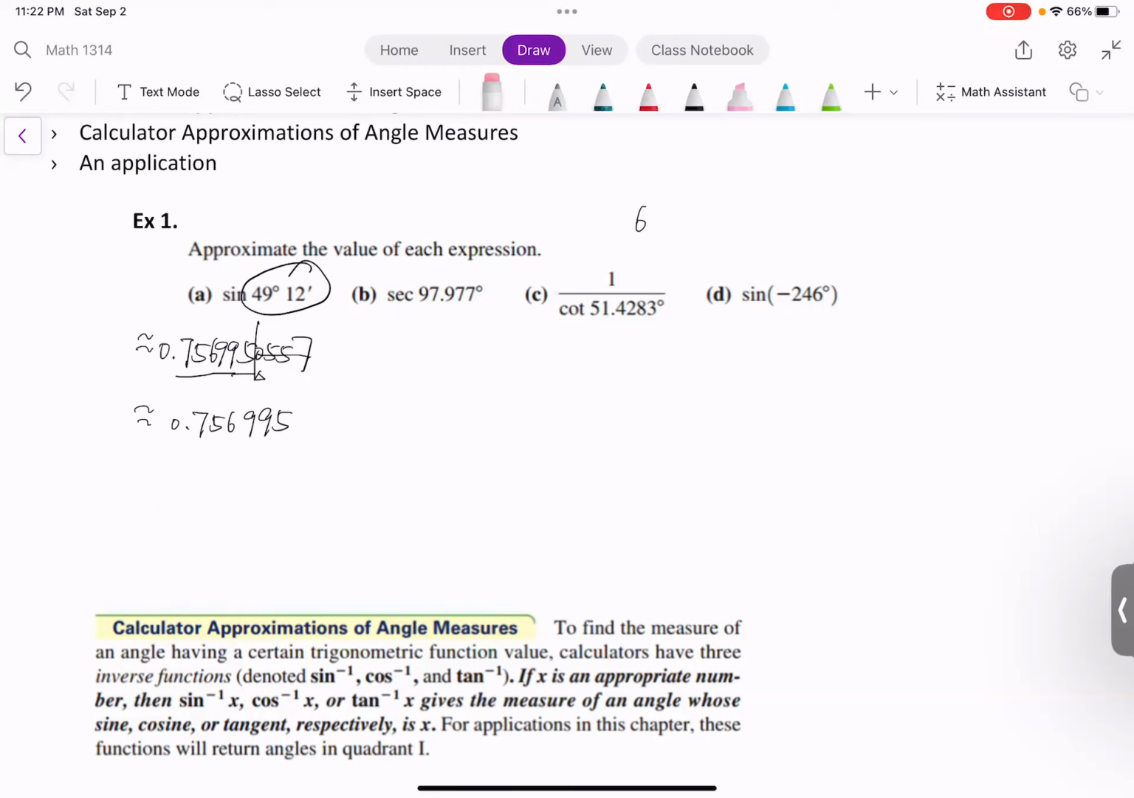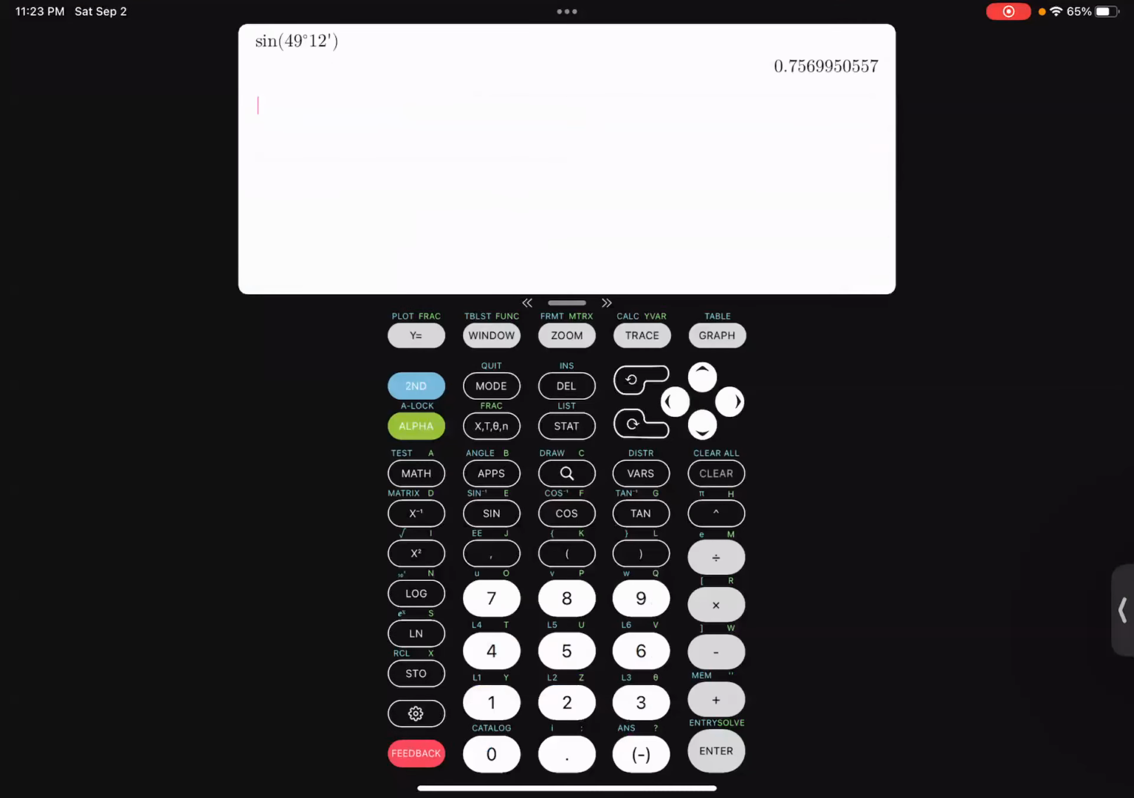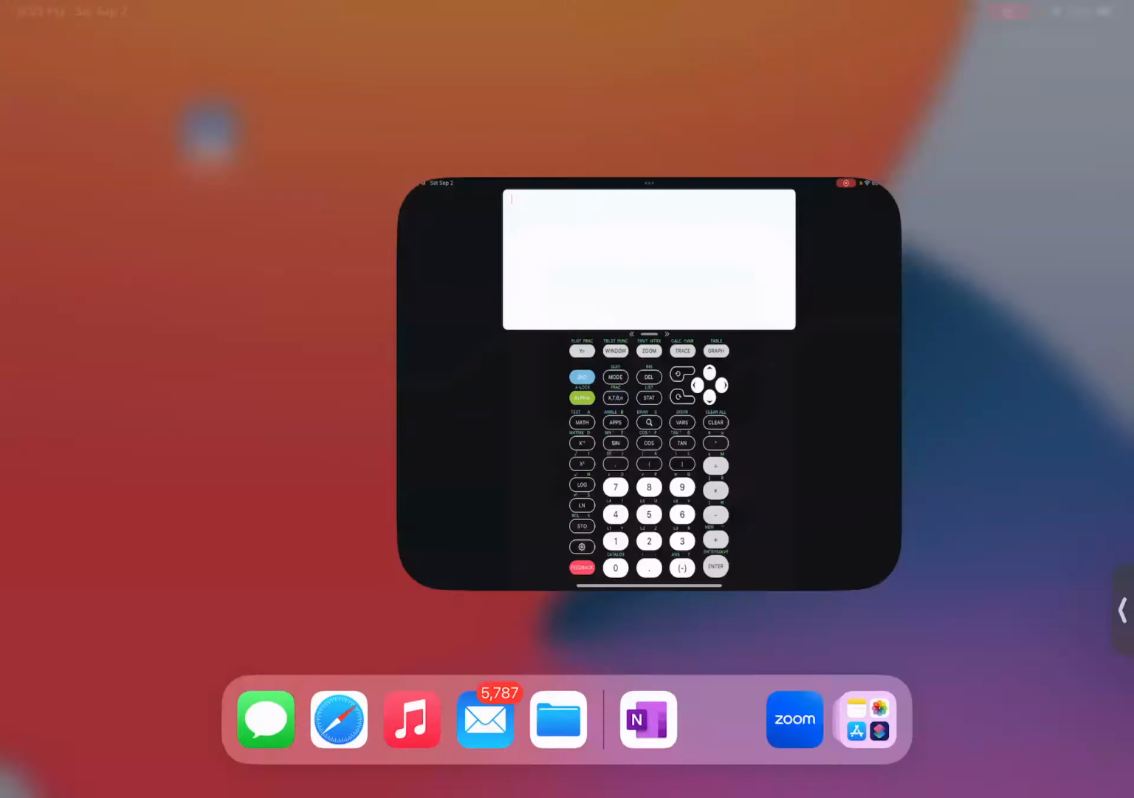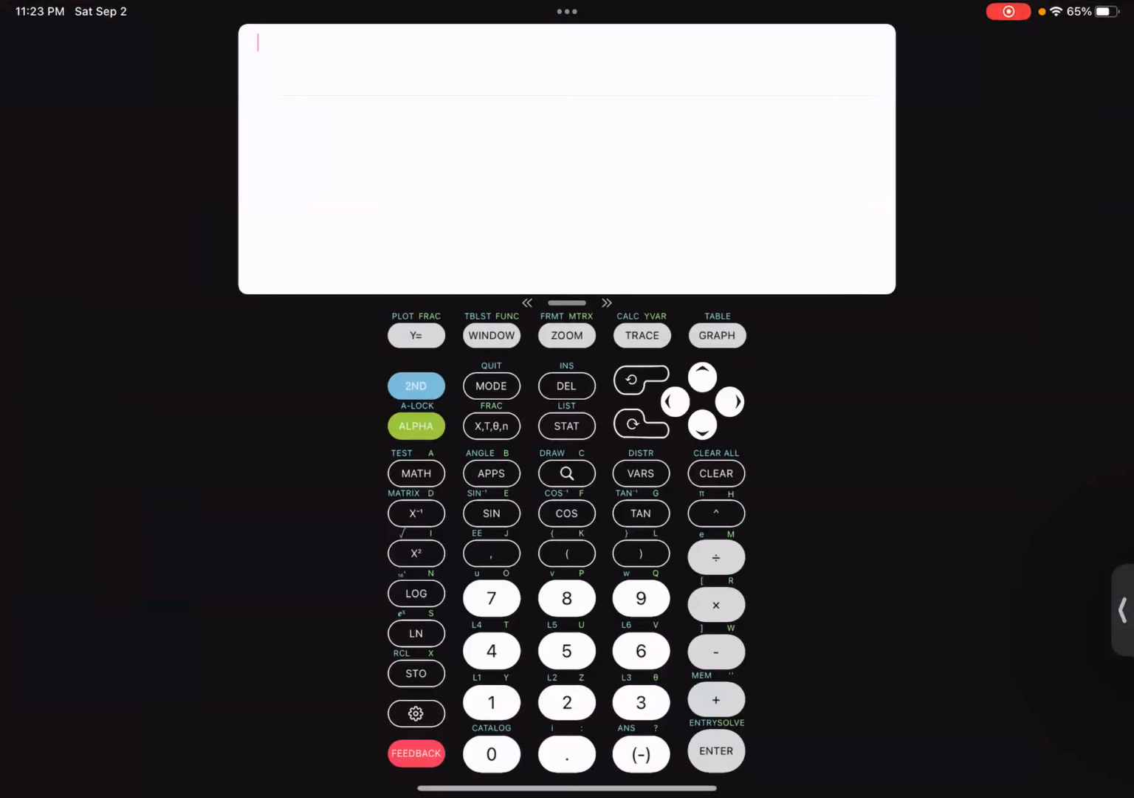The second, number B, we need to find the secant of 97.977 degrees. You will find our calculator doesn't have secant. It has cosine, tangent, and sine. So how to find the secant? I know that the reciprocal of secant is cosine. So let's just use the calculator to find 1 divided by cosine of 97.977 degrees.